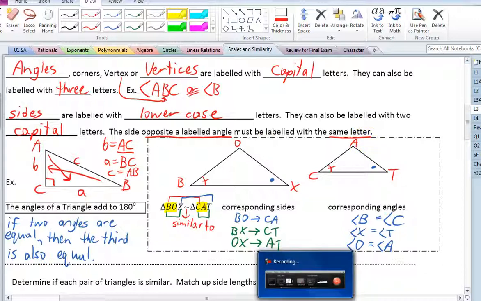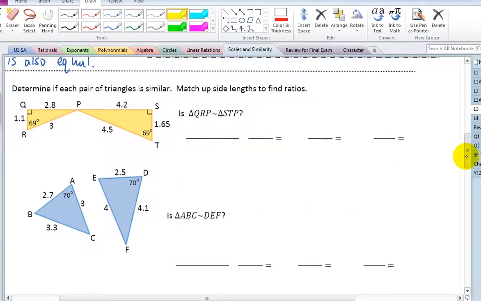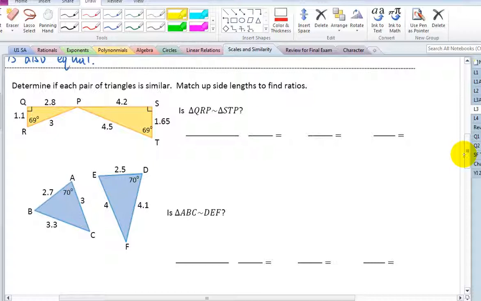That covers just a lot of little details, okay? You've got to be good at that stuff. So what we're going to do now is determine if each pair of triangles is similar. Match up lengths to find the ratios. Well, let's just look at this question first. We have two angles that are the same. What's the value of this angle? What is it?